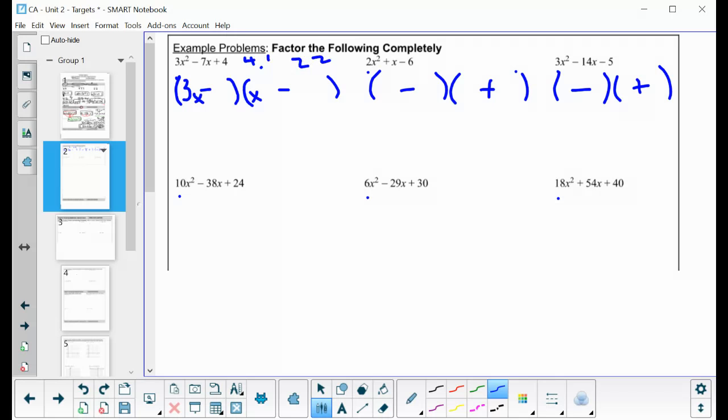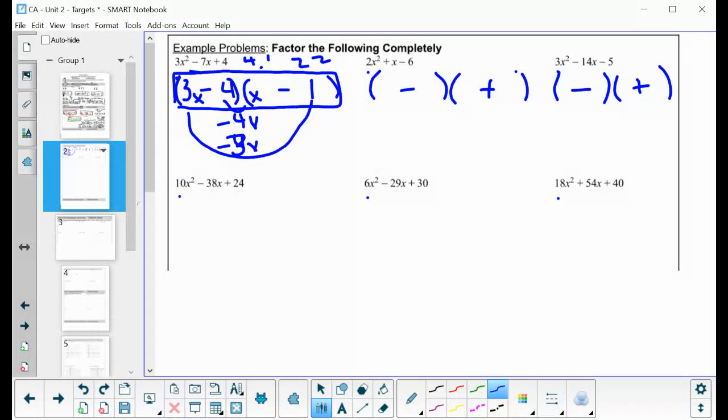I do exactly need to get a 7. So when I look at these numbers here, I like the looks of that 3 and that 4. So let's put the 4 here and a 1 here, and let's check our middle term. That's 3, and our middle term is negative 4x, and that does work. So our final factoring is right there.